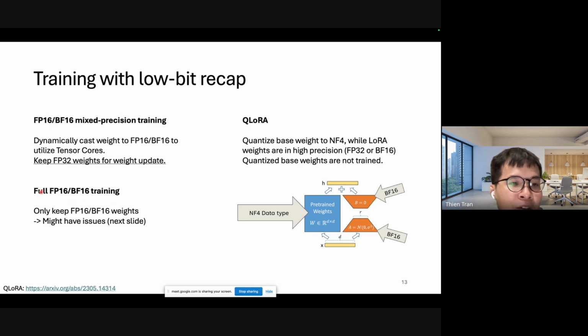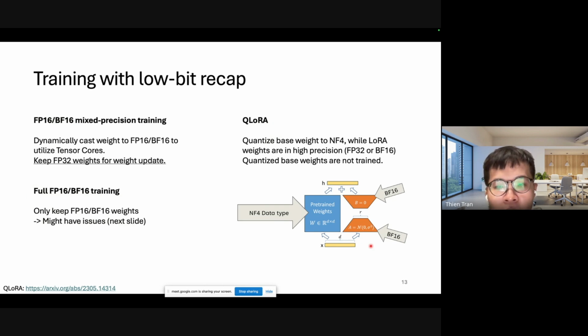And then we also have the full FP16 and BF16 training. In this case, we don't have FP32 weights, and we just keep the 16-bit weights for the weight update. And actually, this will have some issues, which I will show you later. And nowadays, QLoRA is also an important kind of fine tuning, so that's why I also put it here.